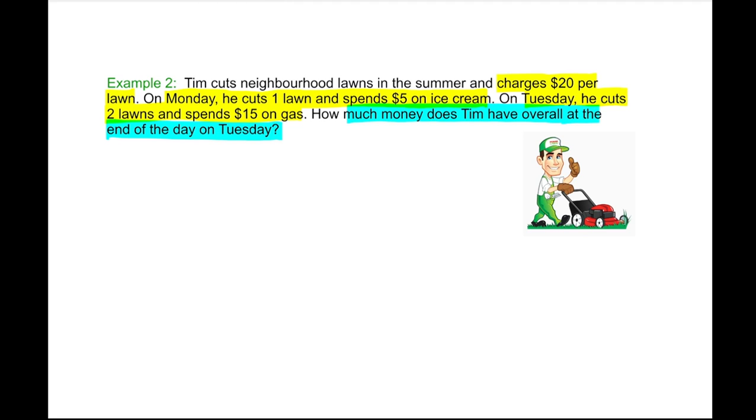Again, there are different ways you can think about this, but we may want to focus on splitting it up into 2 days, Monday and Tuesday. On Monday, he cuts 1 lawn, so he earns $20. But he spends $5 on ice cream, so we have to take away $5.